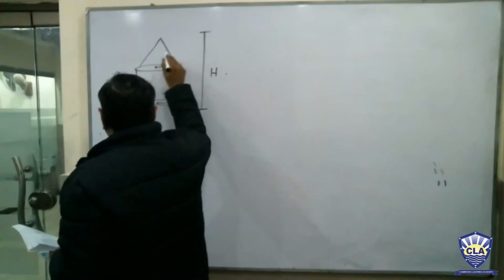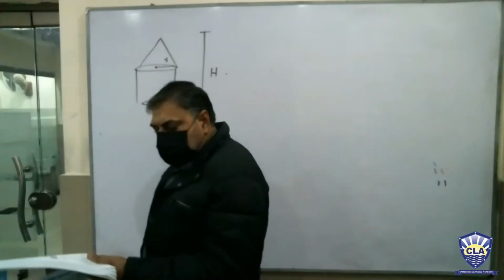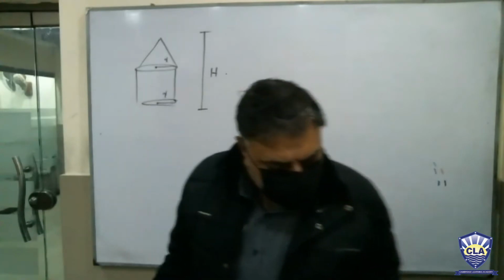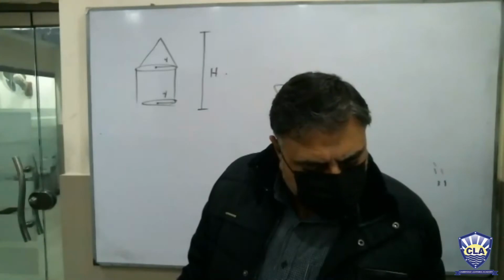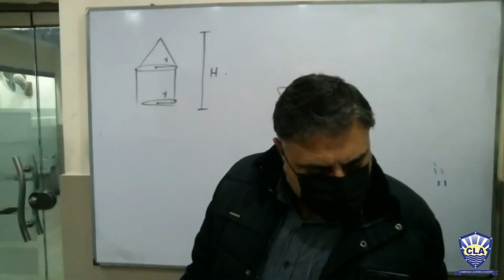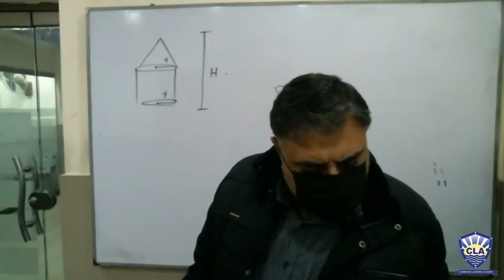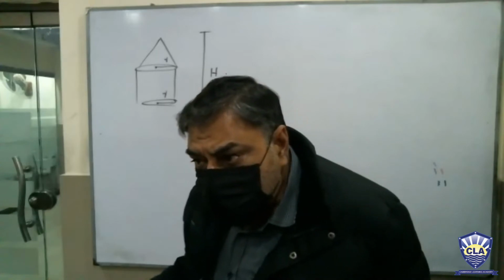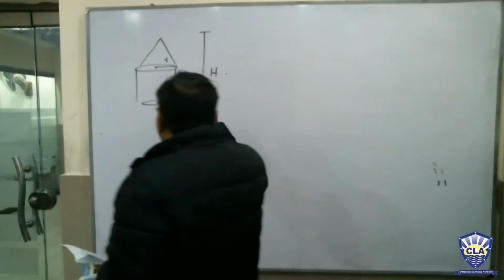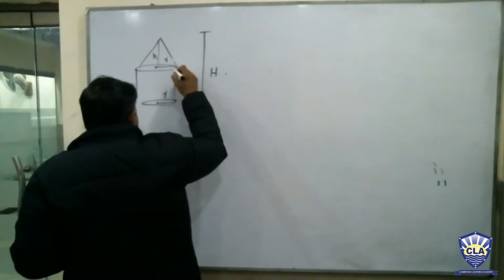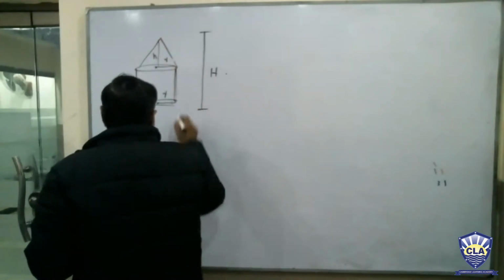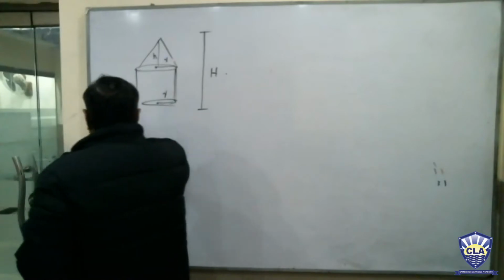Okay, children, the solid above consists of a cone with base radius r centimeter and, on top of it, a cylinder of radius r centimeter. The height of the cylinder is twice the height of the cone. Let us suppose the height of the cone is h. Then what is the height of the cylinder? 2h. Shabash, 2h.